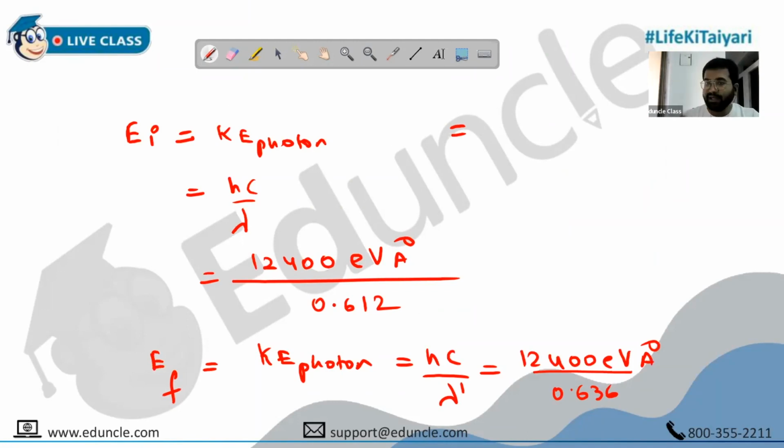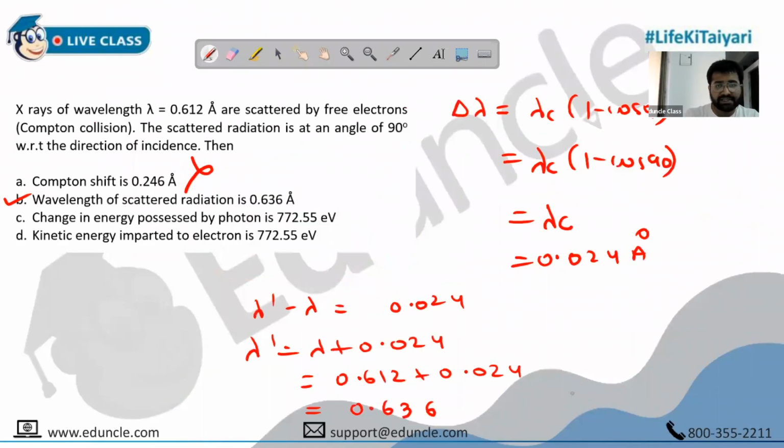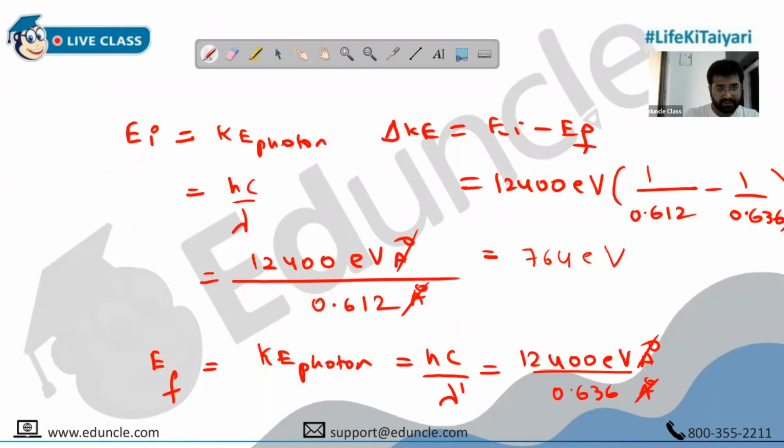Obviously there will be a loss, people, so it will be initial minus final: 1 by 0.612 minus 1 by 0.636. I'm getting 0.0616 into 12,400, so we are getting 764 electron volt. Do we have an answer? A close answer, 772. Okay, what do you think? Should we mark that or not?